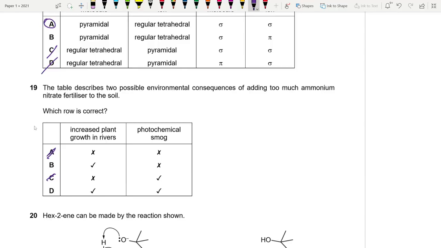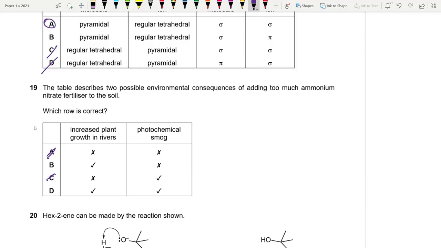So we also have some PANs, right? It has been added to the syllabus. PANs, peroxyacetyl nitrates. Basically, you need to understand that adding ammonium nitrate to the soil does not contribute to photochemical smog. It is mainly due to exhaust fumes and fumes from the industry. Okay, remember that, guys. So remember the basics.